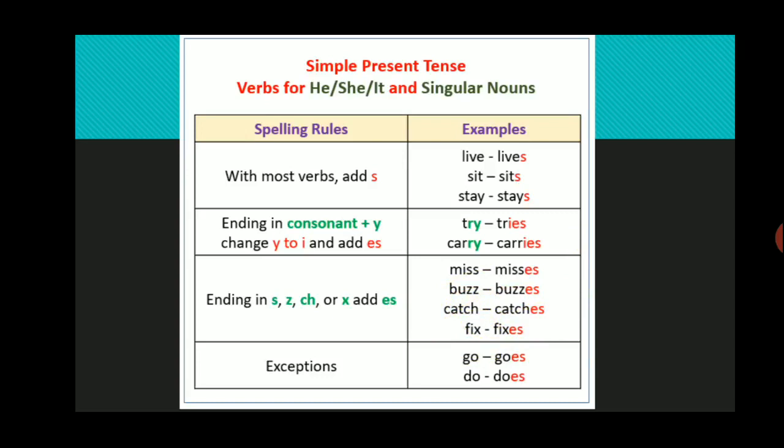And the last rule is you need to know the exception. Exception in Indonesian is pengecualian. Look at this. We need to add es if the ending is o. Jadi nggak cuma itu saja. Yang berakhiran o juga memerlukan es.